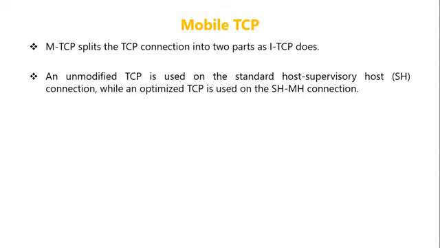An unmodified TCP is used on the standard host to supervisory host connection. So here the supervisory host will be present in the foreign agent. We call the entity which monitors the connection the supervisory host, while an optimized TCP is used between the SH and MH connection. SH is the supervisory host and MH is the mobile host.